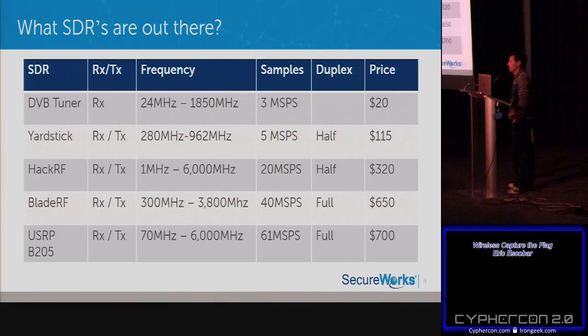So if you're just getting into it and you just want to mess around and you don't want to have a high cost, you can just get the $20. It's actually a TV tuner that you can buy off Amazon.